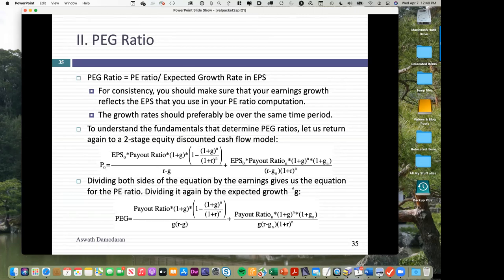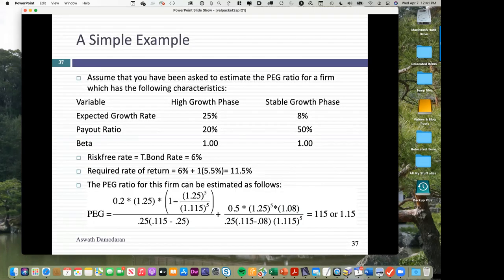I know these are all abstractions, so here's what I'm going to do to illustrate this. I'm going to go back to that very simple company I created last class. Remember the one I computed the PE ratio for? 25% growth for the next 5 years, 8% thereafter, 11.5% cost of equity. I plugged the numbers into that PEG ratio equation you saw on the previous page and came up with an intrinsic PEG ratio of 1.15. In other words, given the characteristics of this company, that's the PEG ratio I should be willing to pay.